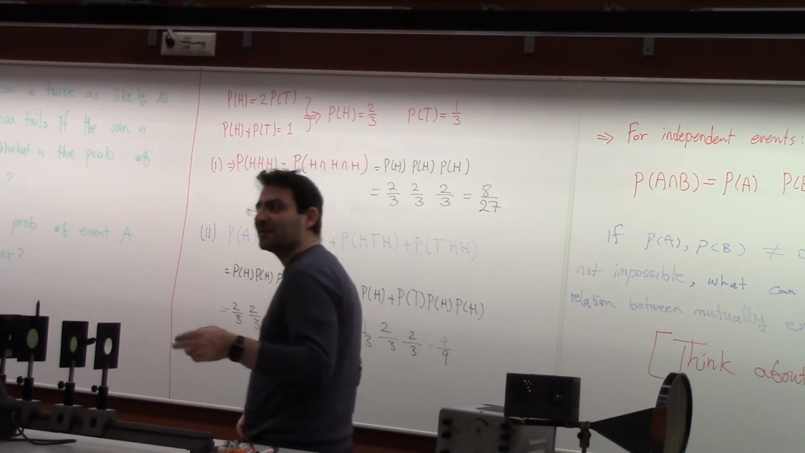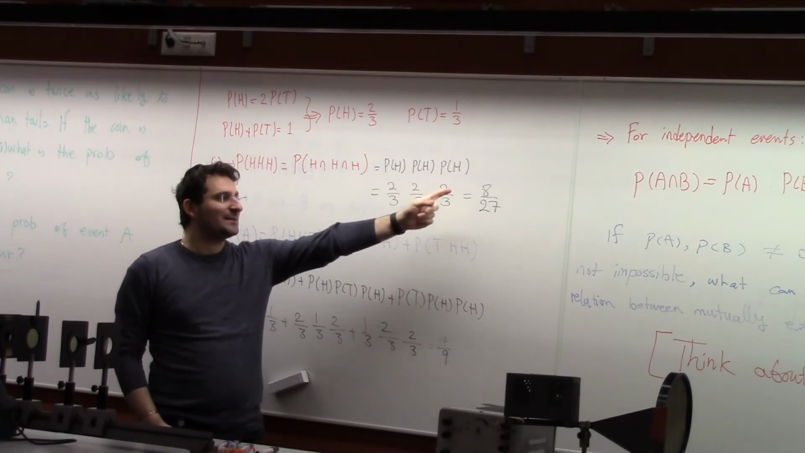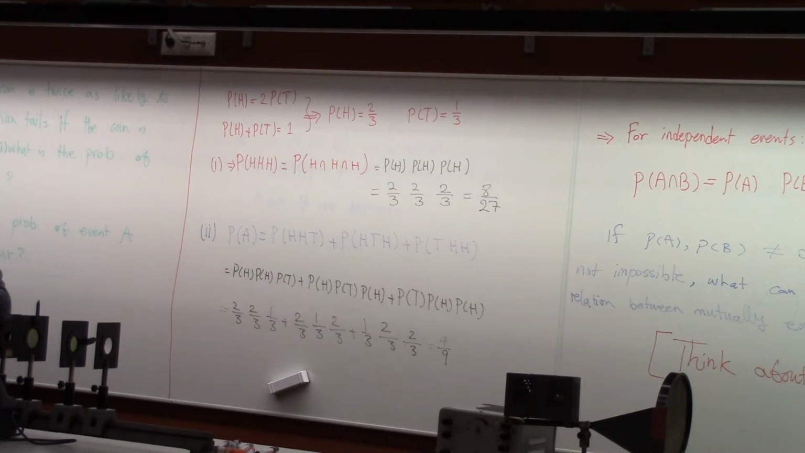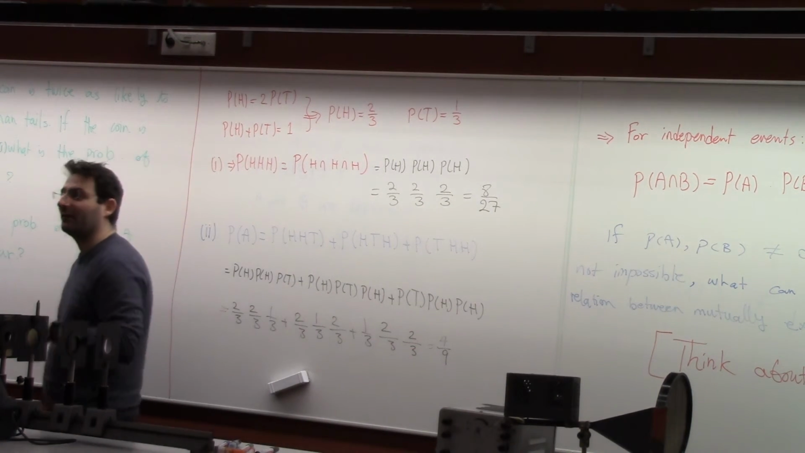So although it's biased, although the probability of head is twice that of the tail, having three heads is 8 over 27, so it's less than 1 over 3. Whereas almost by half, we have the probability of having two heads.